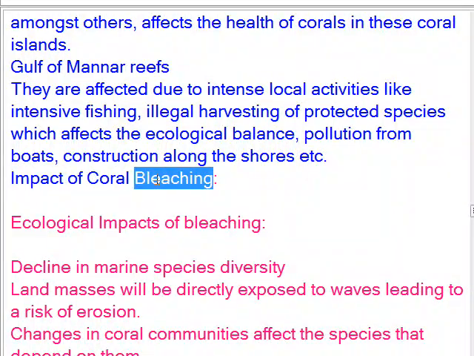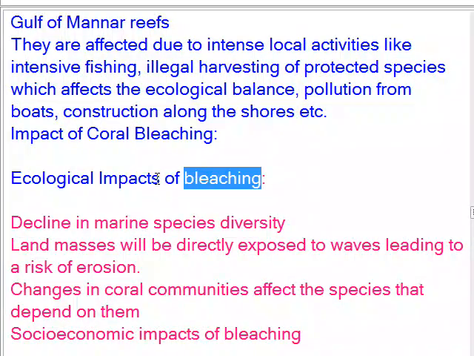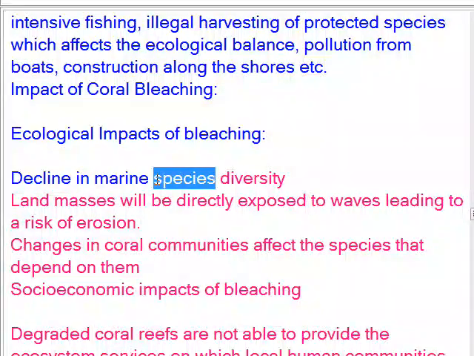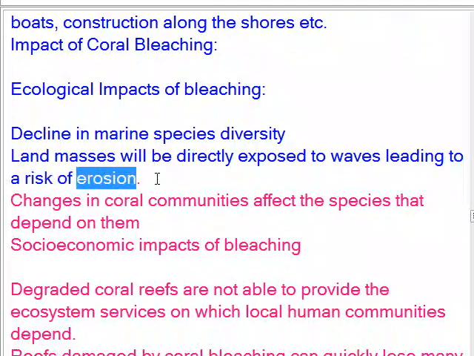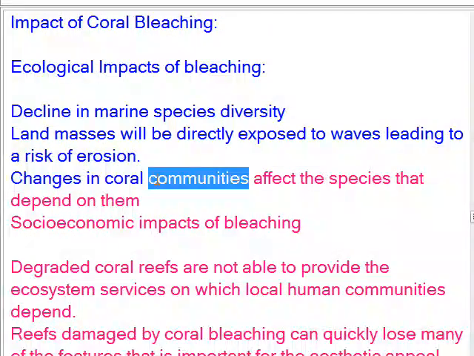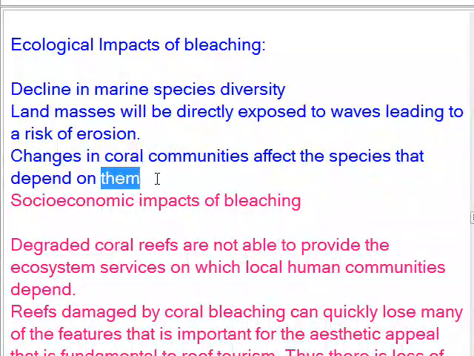Impact of coral bleaching. Ecological impacts of bleaching. Decline in marine species diversity. Land masses will be directly exposed to waves leading to a risk of erosion. Changes in coral communities affect the species that depend on them.